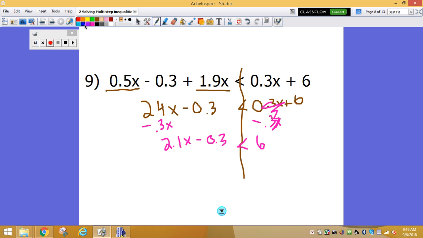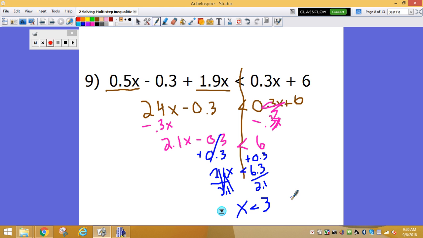Okay, now I want to move my 0.3 to the right. So the opposite of minus is plus 0.3. So I got 2.1x is less than 6.3. 2.1 is multiplying, so I'm going to divide by 2.1. And you get x is less than 3. I didn't flip it because I divided by a positive, so it stays less than.